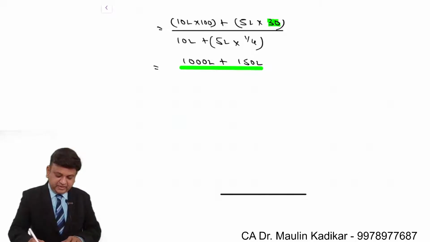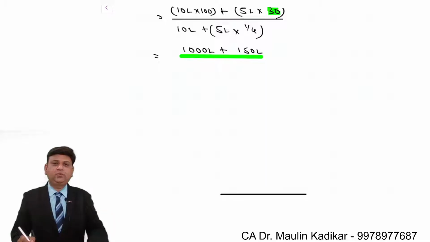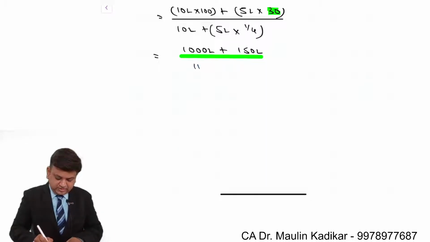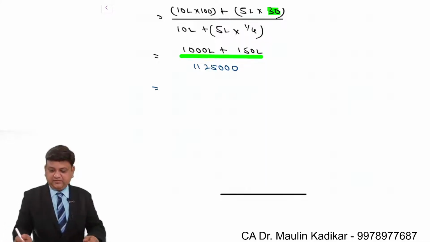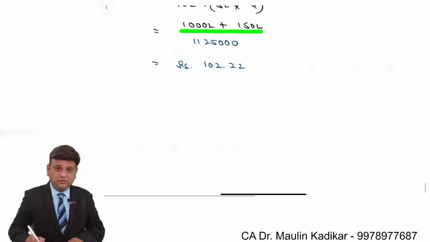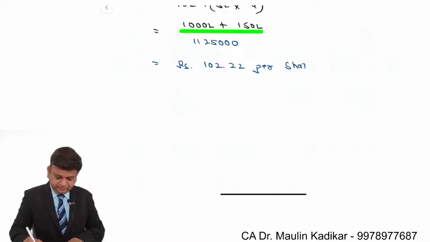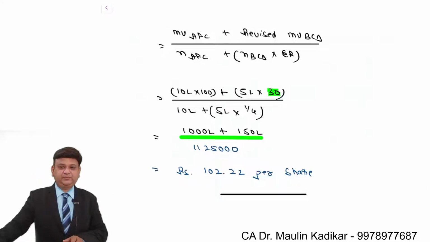Divided by number of equity shares of the merged firm. 5 lakhs into 1 by 4 is 1,25,000. So it is 11,25,000. 1000 plus 150, so 1150 divided by 11.25. So 102.22 rupees per share. This is the way we are required to find MPS of the merged firm.